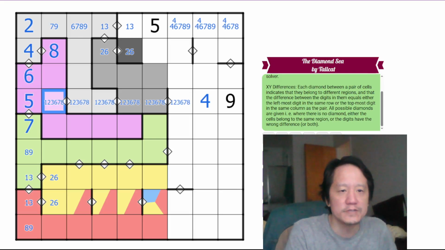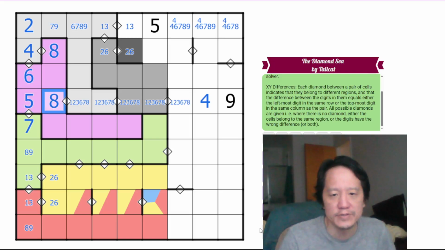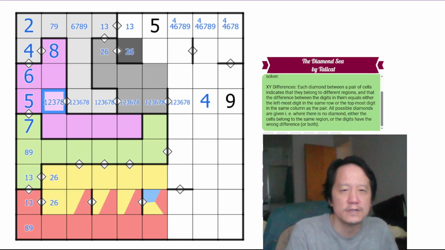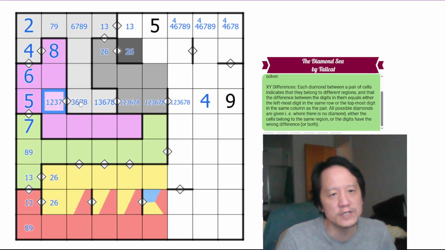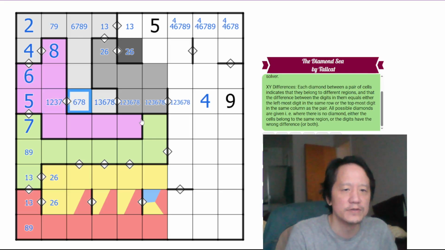This cannot be 6 or 8. So this, if this is not 6, this can't be 1. Also, this can't be 2 because of the 2 in the region. So we remove 6 and 8. This means that can't be 8 and 3. This is 6, 7, or 8 then. It's with 1, 2, or 3.